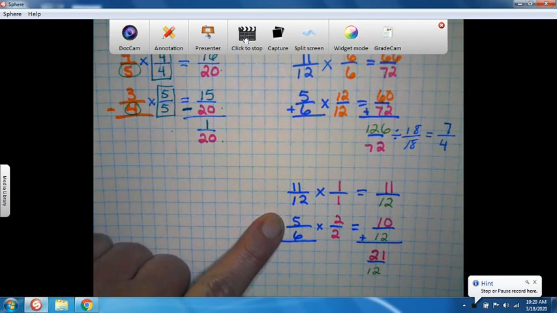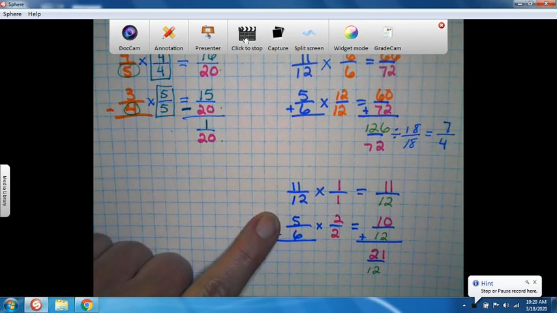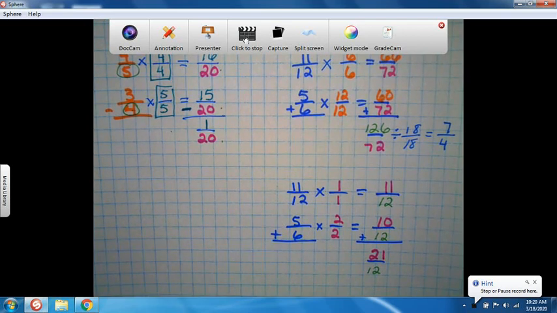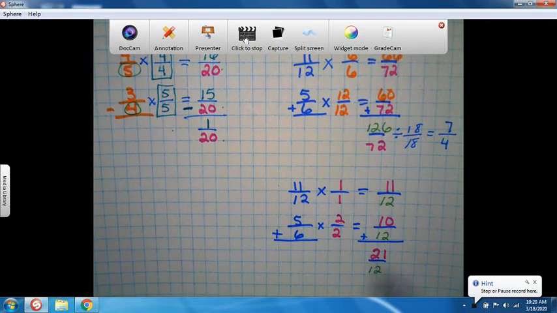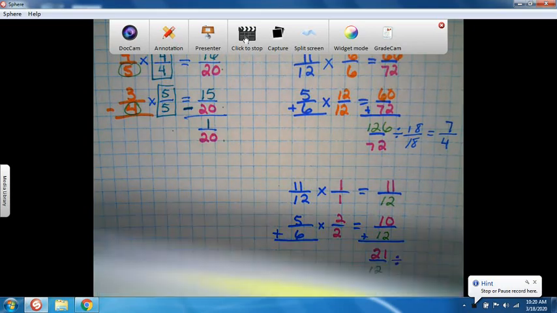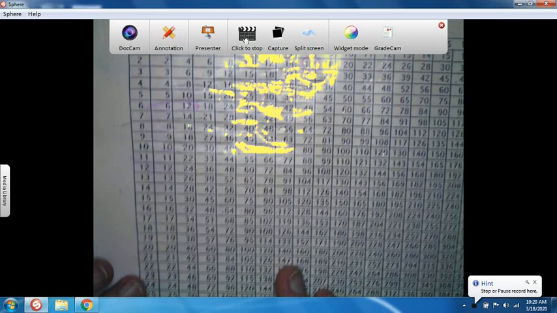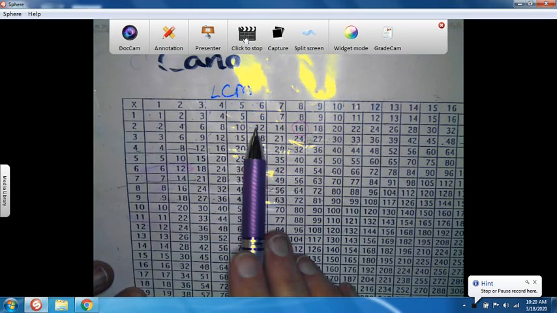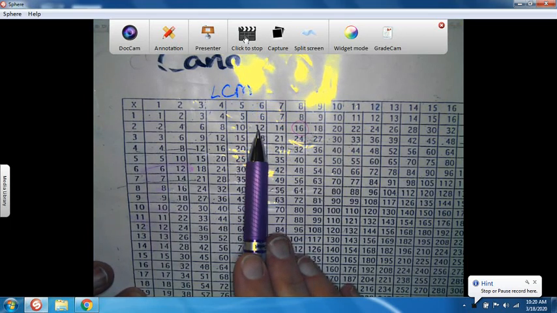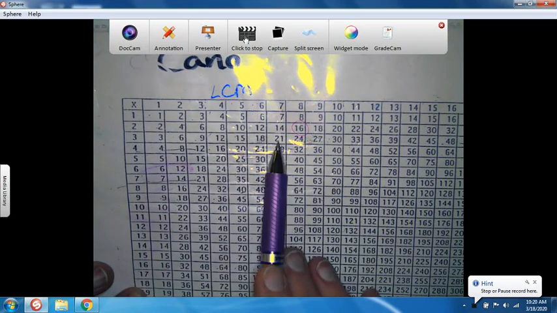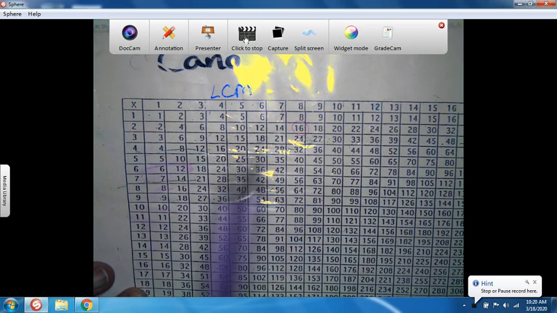Now, did we get the same answer? Not yet, because we have to check to be able to simplify. In this case, it can simplify. So we have to figure out what number we're going to divide by. So get your toolkit back out. And we're looking for a 12 and a 21 in the same row. In the 3 row there's a 12, oh, and a 21. So it could be 3.